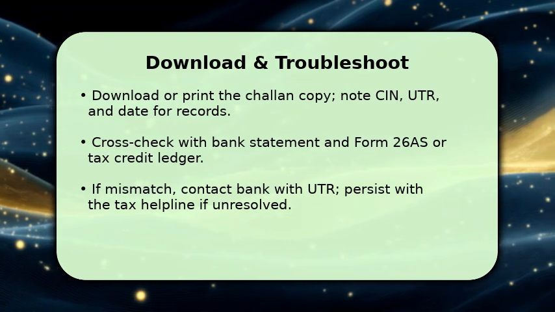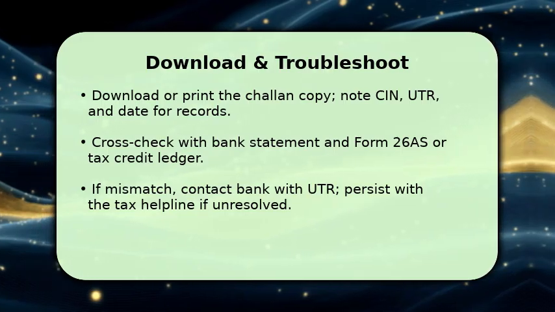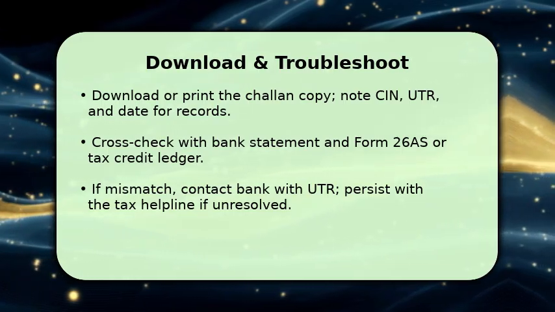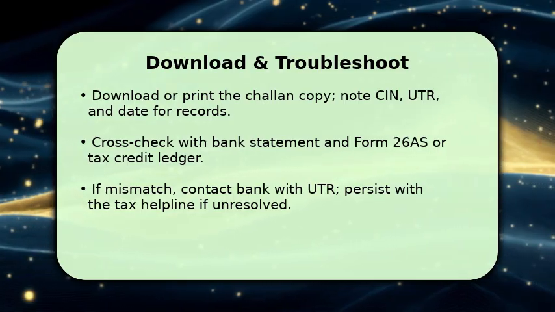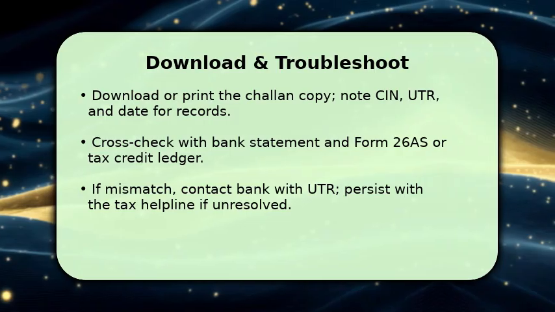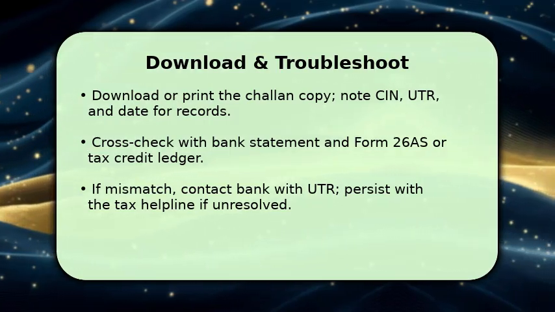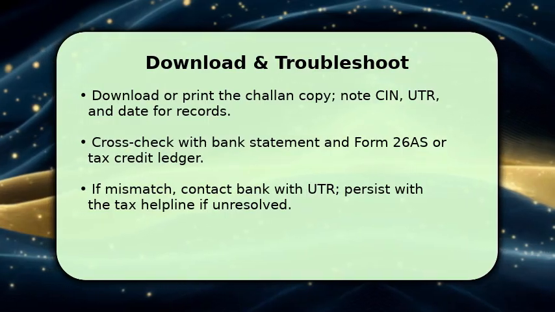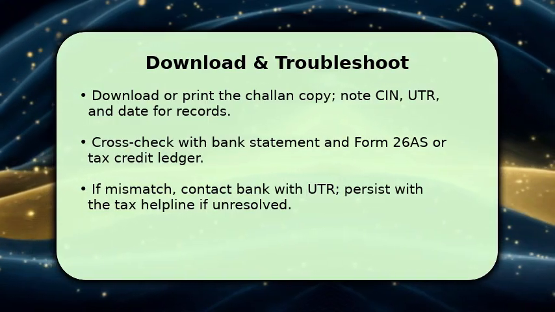Then cross-check the details against your bank statement and Form 26AS or the tax credit ledger to confirm the tax was credited correctly. If you find a mismatch, first contact your bank with the UTR to trace the payment. If that fails, escalate to the tax department helpline with screenshots and the CIN. That single escalation step usually resolves lingering discrepancies.